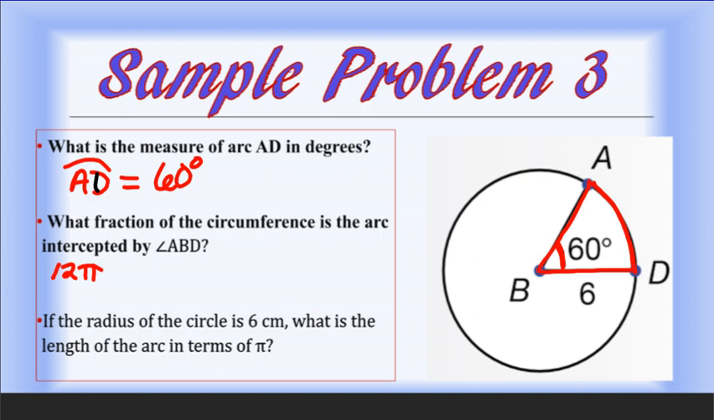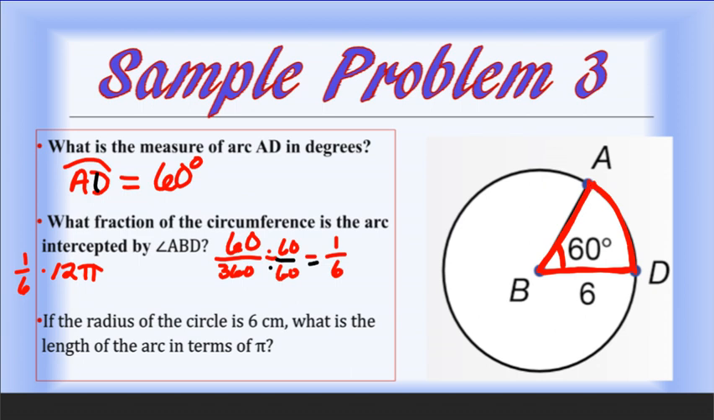First off, we need to know what fraction is this piece. So if that is 60 out of 360 degrees, if I reduce this by 60 over 60, that gives me 1/6. So this is 1/6 of the circle, this sector. So if the circumference is 12 pi, 1/6 of that would be a fractional part of the circumference. So we need to find out what is 1/6 of 12 pi.